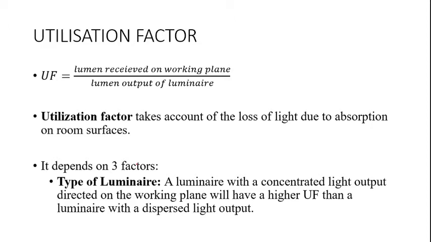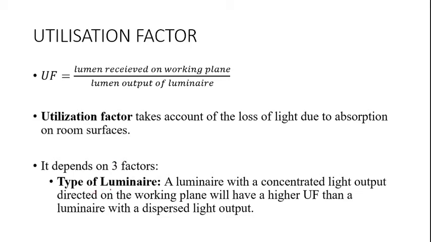Now moving on to the utilization factor, you have to understand its definition. In general, you can define utilization factor as the ratio of the lumen received on a working plane to the lumen output of the luminaire. If the lumen output of the luminaire is specified or known, then you can find out the lumen received on the working plane. The utilization factor takes account of the loss of light due to absorption on room surfaces, and it depends on three factors.